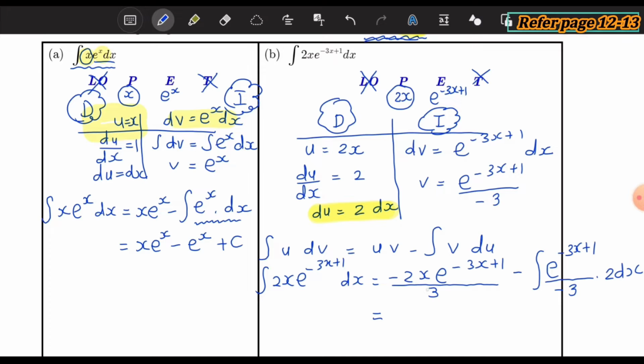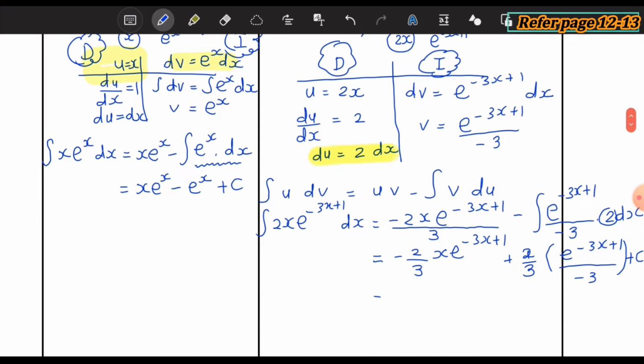Then we need to simplify first. We have negative 2 over 3x exponent negative 3x plus 1, then plus 1 over 3, the constant. Sorry, we have 2 here, so we need to write 2 over 3 as the constant. Integrate exponent negative 3x plus 1 is exponent negative 3x plus 1 over negative 3, and then plus c.